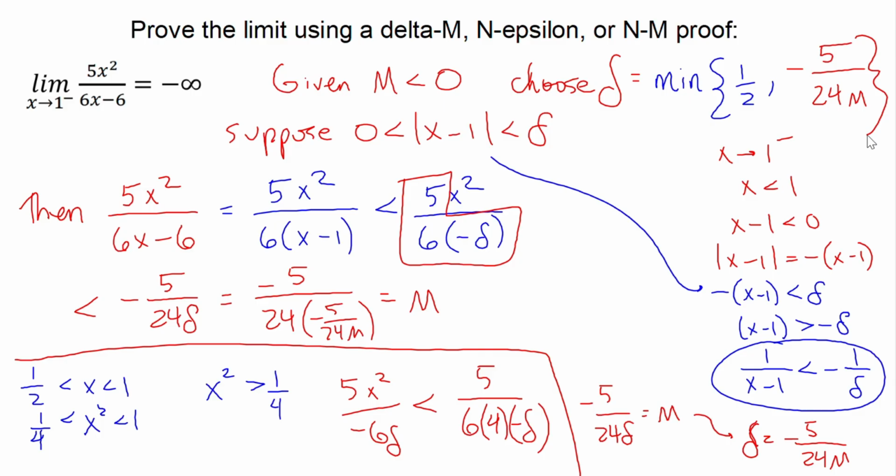So this one's a little bit tricky. The ones where it's negative infinity tend to get a little bit trickier than the other ones. So just be extra careful with those.